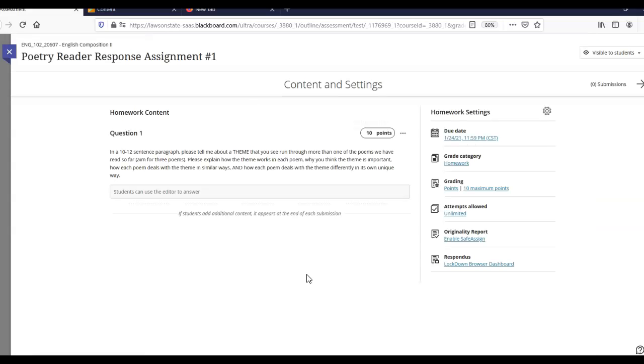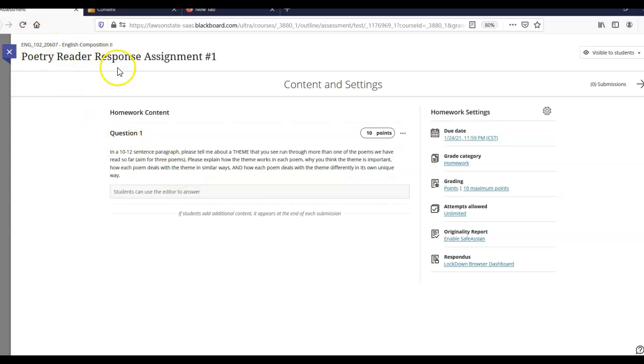The poetry reader response assignment is here, and it says, in a 10 to 12 sentence paragraph, please tell me about a theme that you see run through more than one of the poems that we have read so far. Aim for 3 poems. Please explain how the theme works in each poem and why you think the theme is important. How each poem deals with the theme in similar ways and how each poem deals with the theme differently in its own unique way.